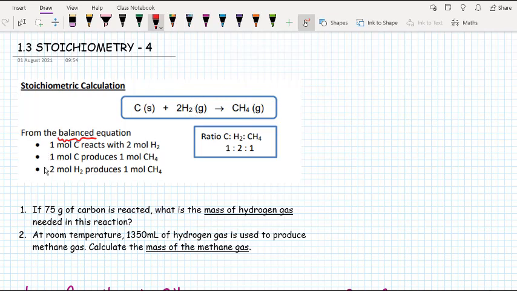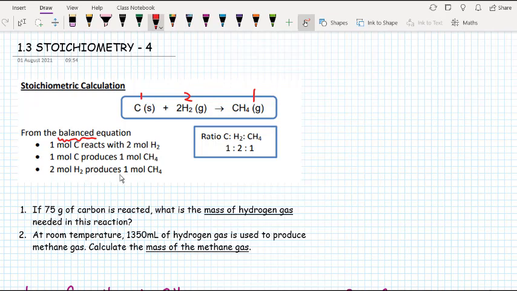Given the 3 points over here, 1 mole of carbon reacts with 2 moles of hydrogen gas, according to the equation here. Or we can also say that 1 mole of carbon produces 1 mole of methane gas. Also, 2 moles of hydrogen gas produce 1 mole of methane gas. So the ratio between carbon, hydrogen, and methane is 1 to 2 to 1. This shows the stoichiometric relationship for one equation.